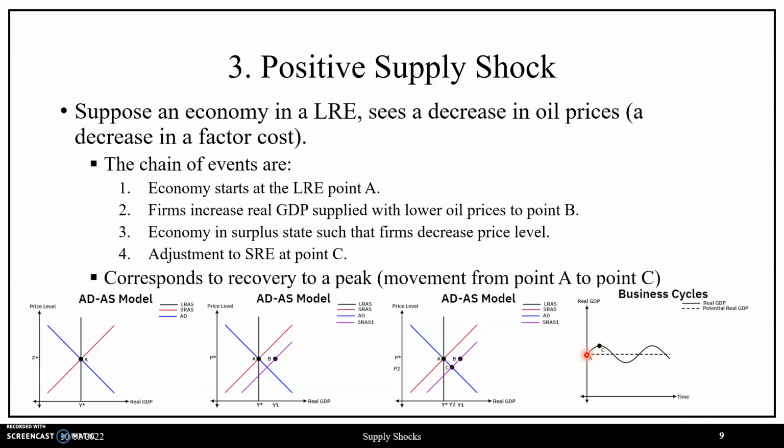where in terms of business cycles, in terms of our graph on the right, this economy started initially at point A at a long-run equilibrium. The positive supply shock occurred, generating a recovery, leading us to the peak at point C, which was that short-run equilibrium with an inflationary gap.